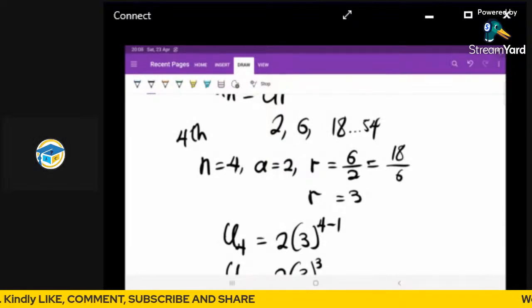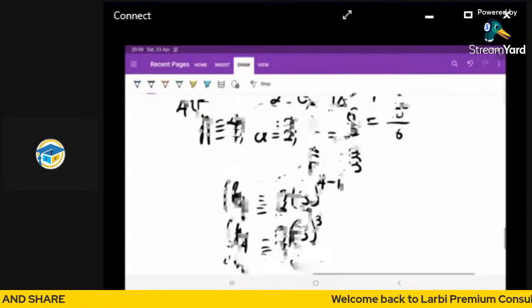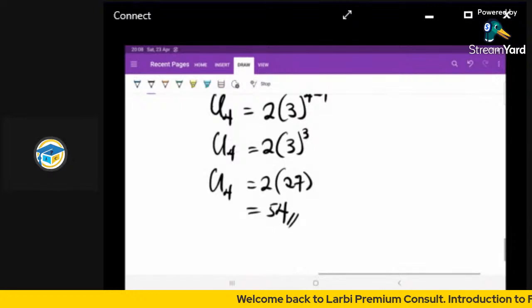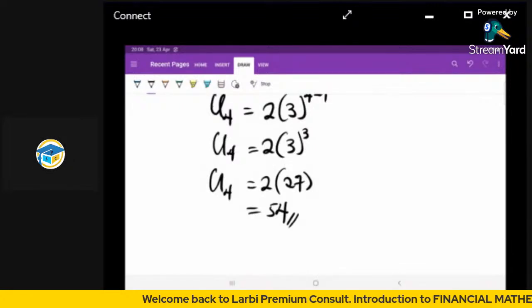So let's take note of that. So that is the issue in relation to geometric progression.